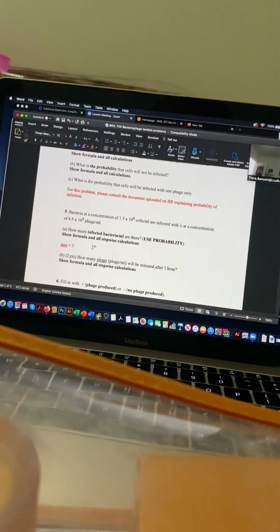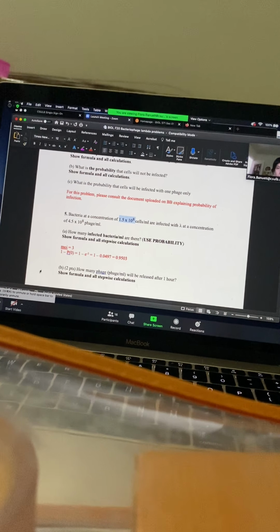So infected cells is going to be, we have this many cells. Will you please mute yourself, whoever is there with the stuff on, because it's very distracting.